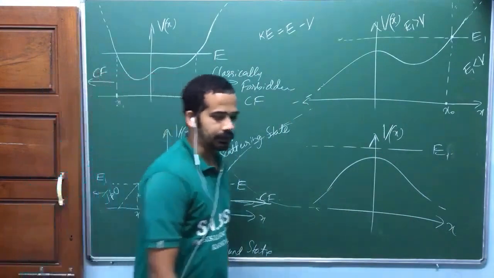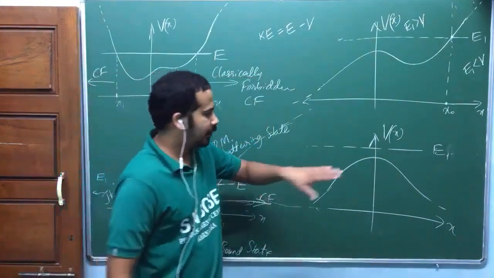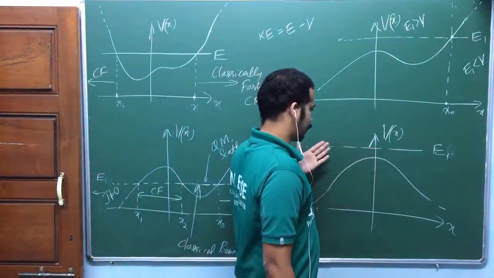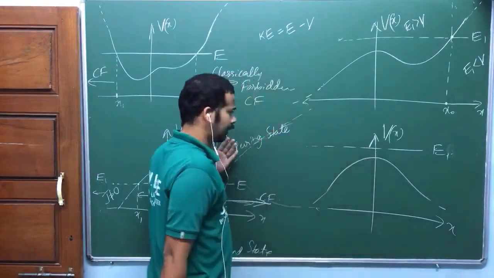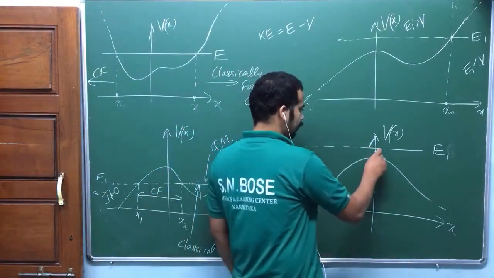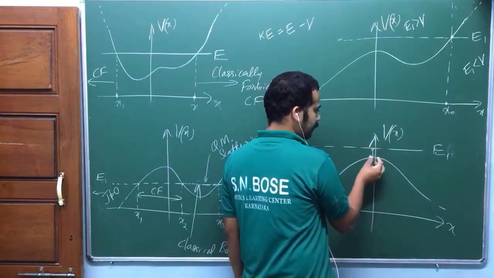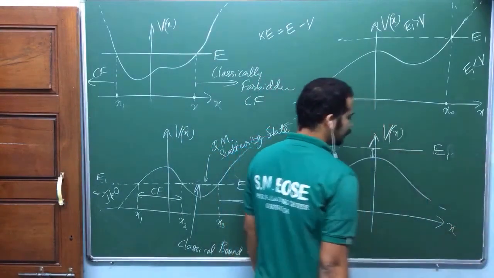If you have energy E1, look at here. Classically, if you shoot the particle, again the particle will come. It may slow down here, and again it will move out to positive infinity.